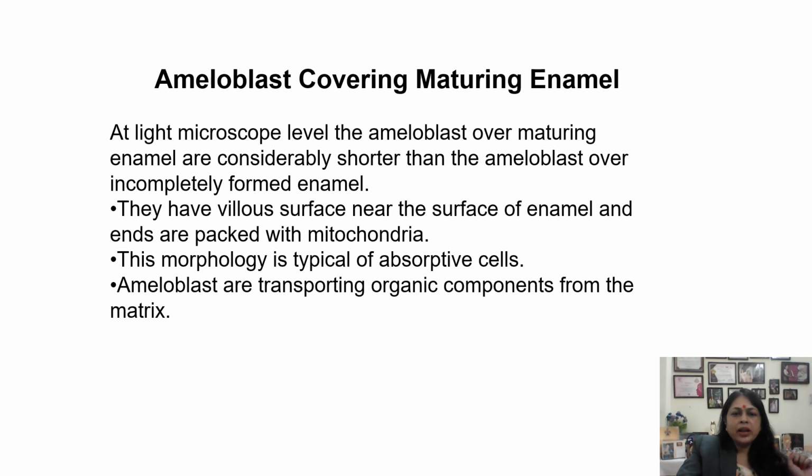At the light microscope level, the ameloblasts over maturing enamel are considerably shorter than the ameloblasts over incompletely formed enamel. Where enamel formation is going on, they will be tall columnar in shape. Now they have a villous surface near the surface of enamel, and the ends are packed with mitochondria.